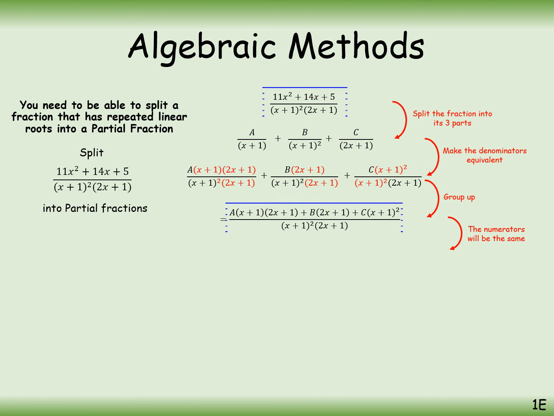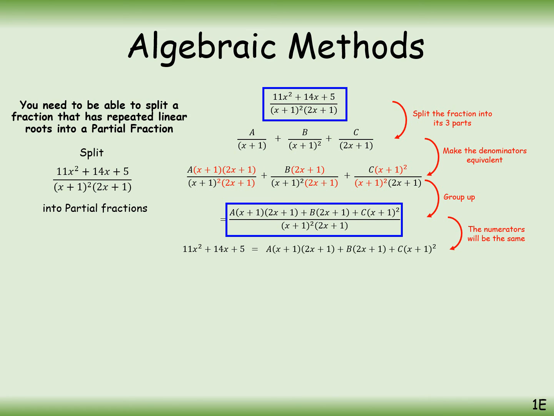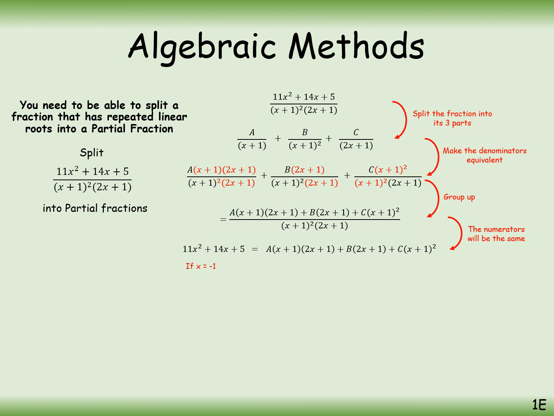If we group them up, we see that the original equation and this partial fraction, the common denominator is the same. So if we times it by that, we're left over just numerator. So if we let x equal to minus 1, that will give us b equal to minus 2. So if we replace x with minus half, we get c equal to 3.